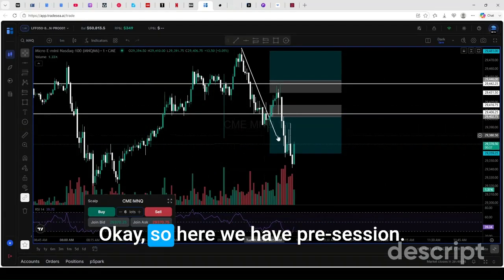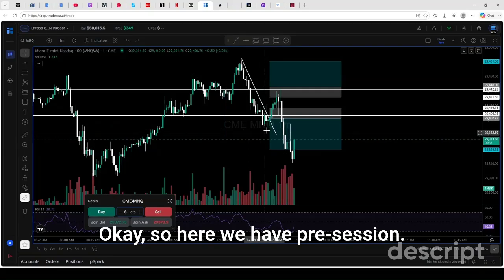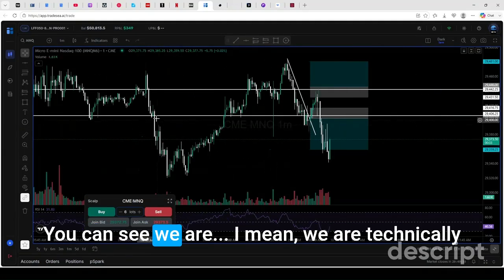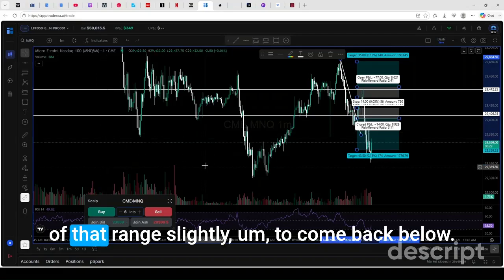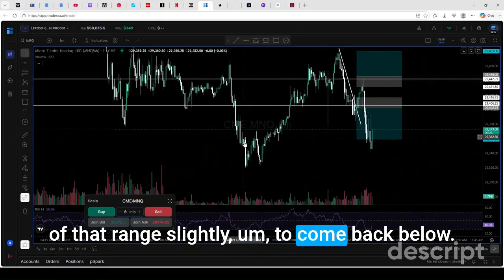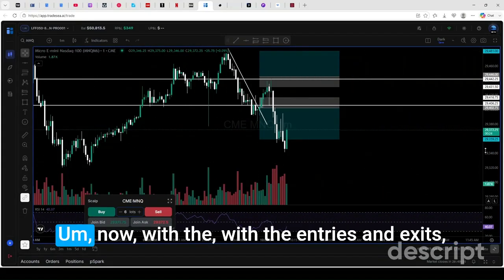Why did I take this trade? Okay, so here we have pre-session. You can see we are technically in a range, but it's cool because we've broken out of that range slightly, to come back below.